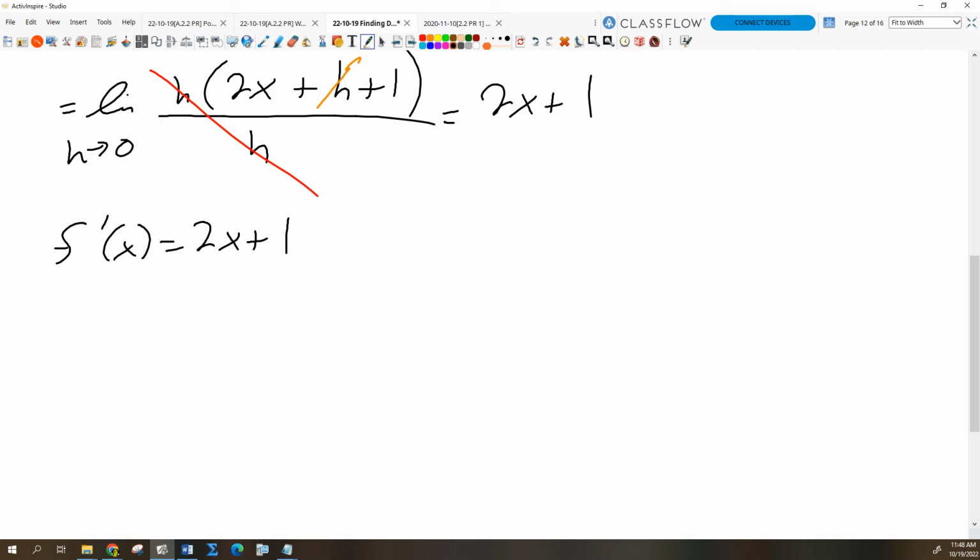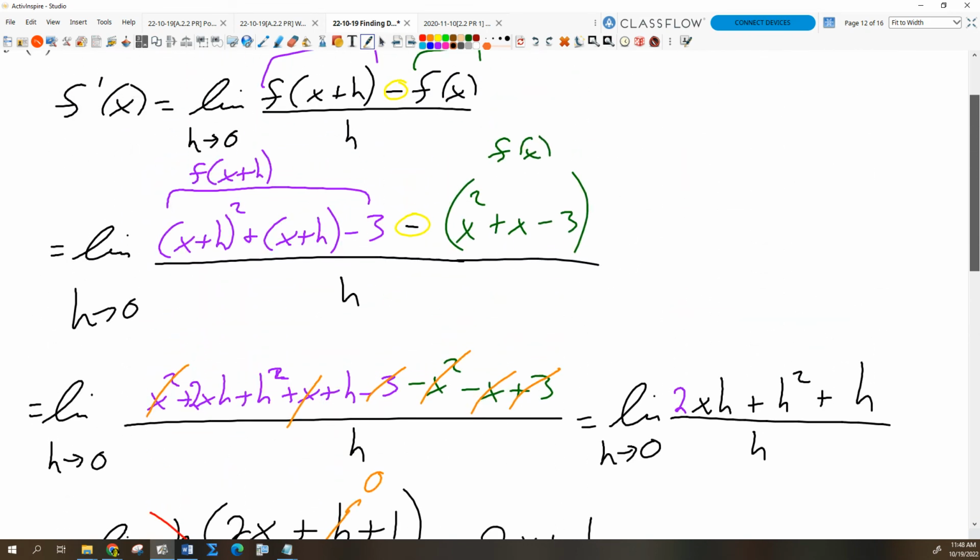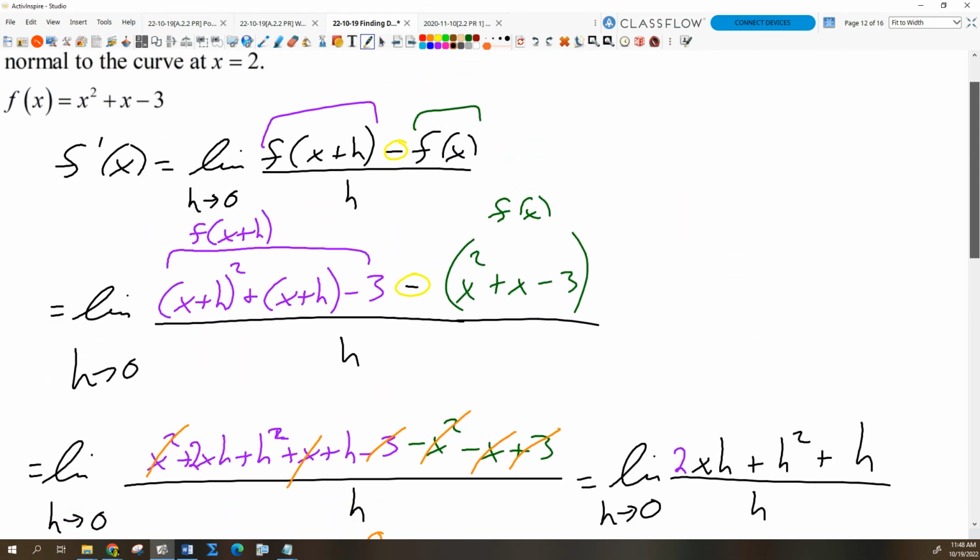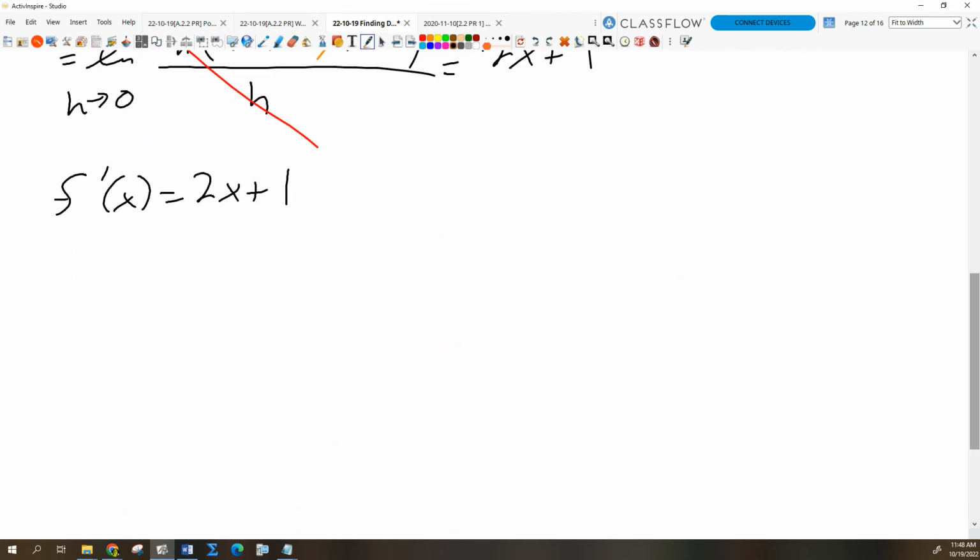That's our derivative function. That's great. So I can plug in any value of x I want. Well, we want to know what's happening at x equals 2. So f prime of 2 is just 5. Okay, so that's the slope of the tangent line. We're looking for the normal line. So what's our slope going to be?